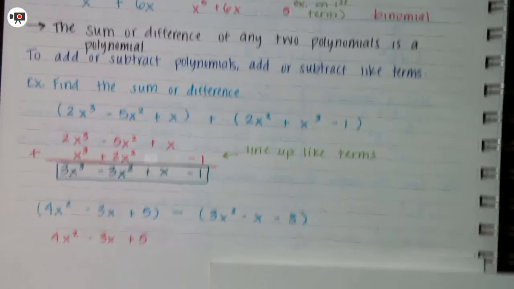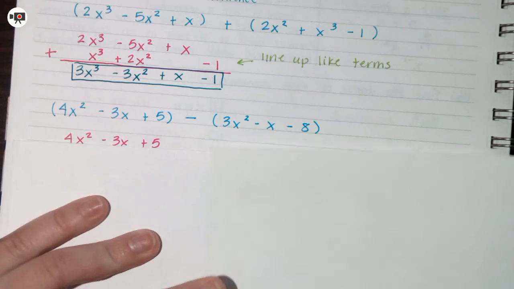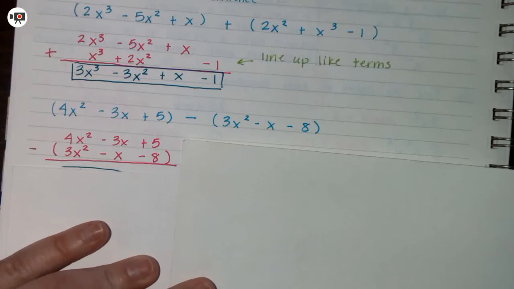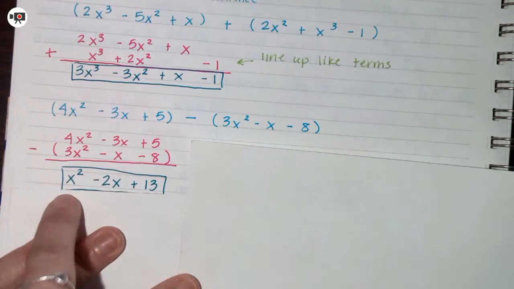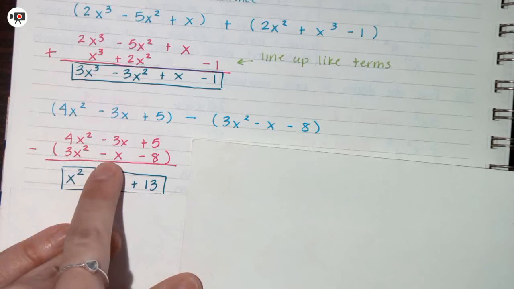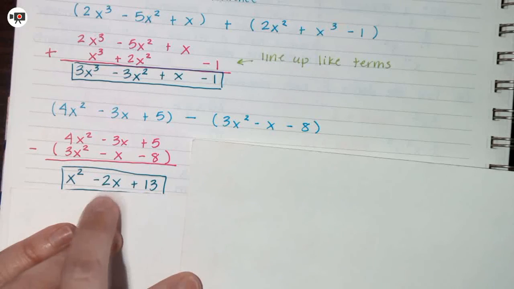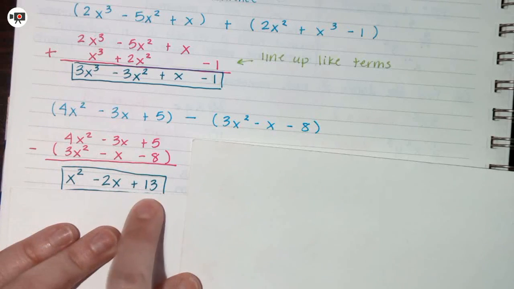The same idea happens if you subtract 2 polynomials. Line them up so their terms match. And then I have 4 minus 3 is 1. 3 minus a negative 1 is negative 2, and 5 minus a negative 8 is 13.